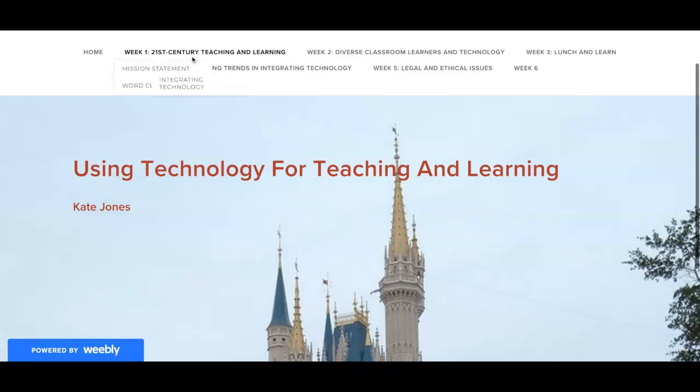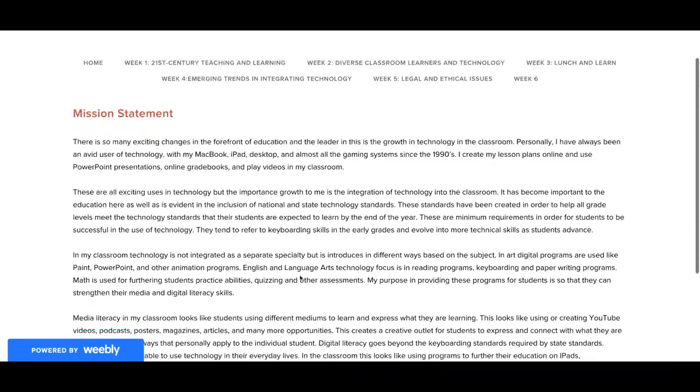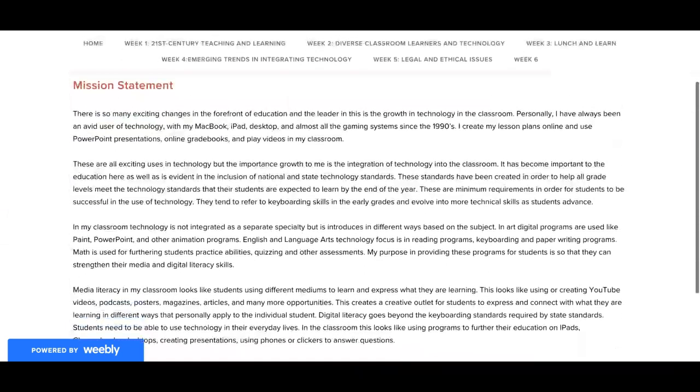The first tab that I have is labeled Week 1, 21st Century Teaching and Learning. And we started out by creating our own personal mission statement. And what this was is our ideals on technology, how it affects us, what it means to us, and how we want to apply that into education.